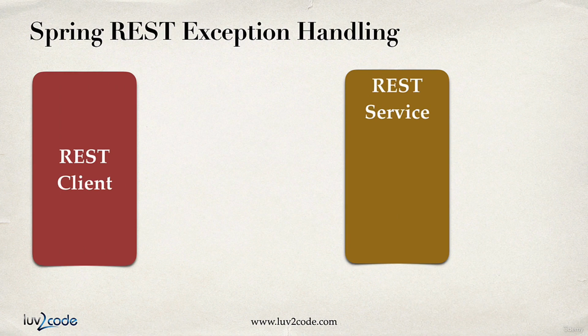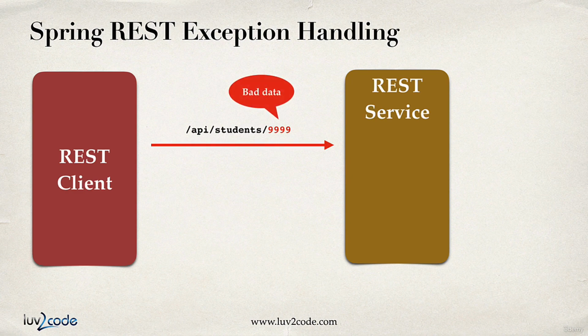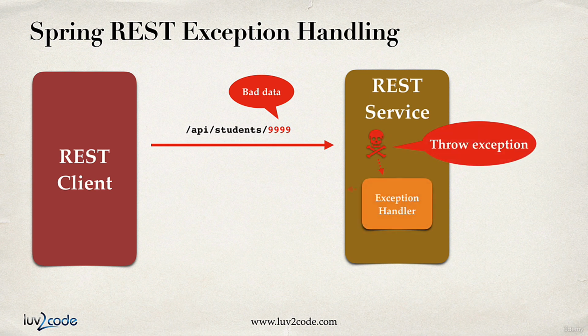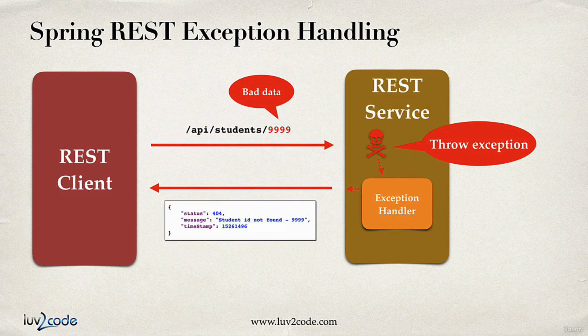Alrighty, so let's look at the big picture here. We have this REST client and the REST service. We make a call for API students 999. That's the bad data. It makes it into our REST service, throws an exception, and then we'd like to actually handle that exception. And then instead of that ugly HTML page, we'll send back the exception error message as JSON.